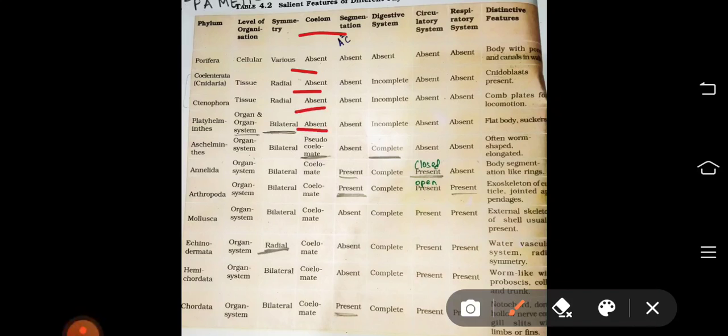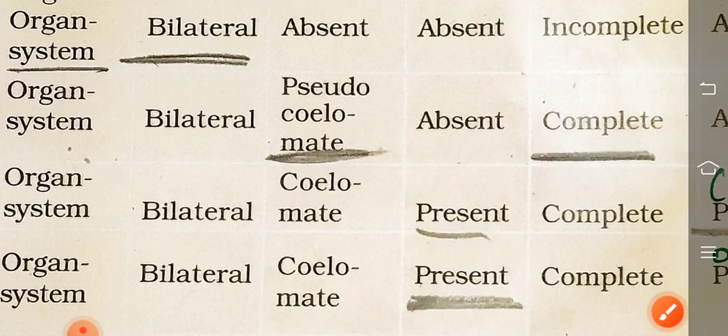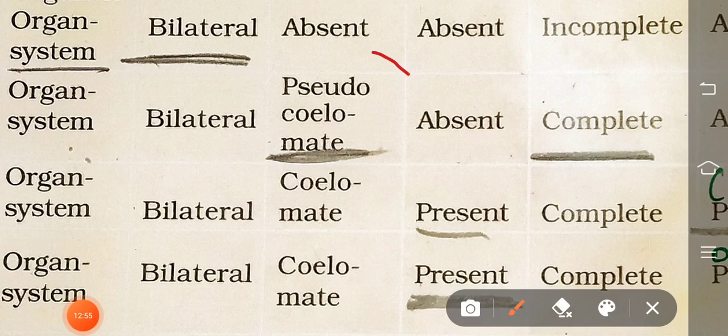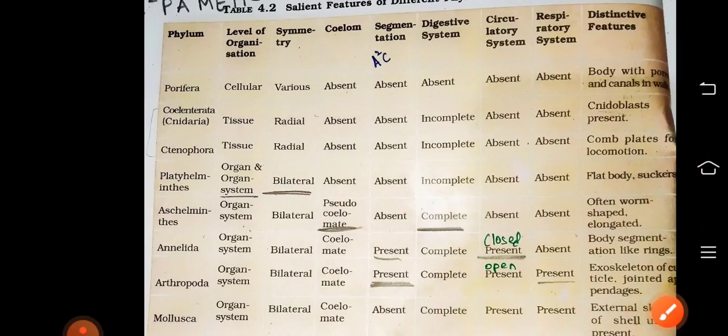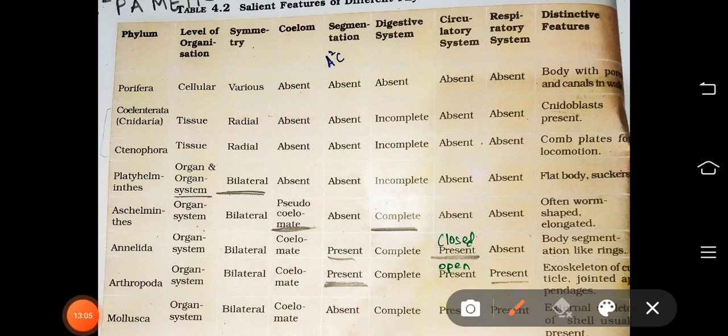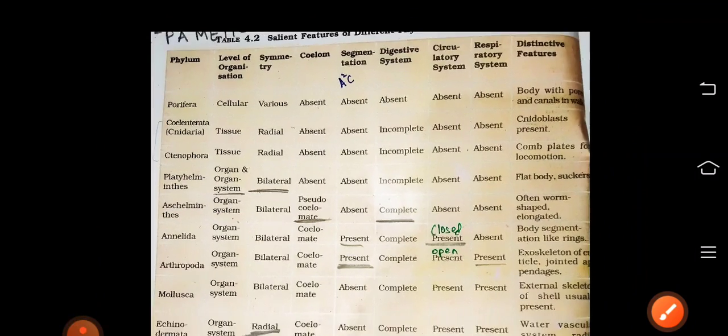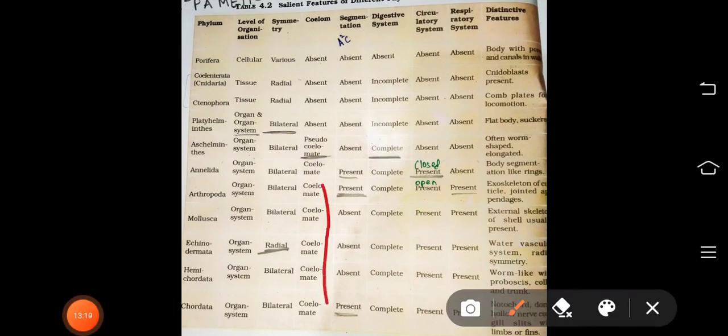Coelom starts from aschelminthes. So see, aschelminthes is very important because aschelminthes is the only organism which has a pseudocoelom. I hope it is clear what is pseudocoelomate: those who don't have an actual coelom but have a coelom in the form of pouches. Aschelminthes is the only one that has a pseudocoelom. Then after aschelminthes, everyone has a proper coelom.